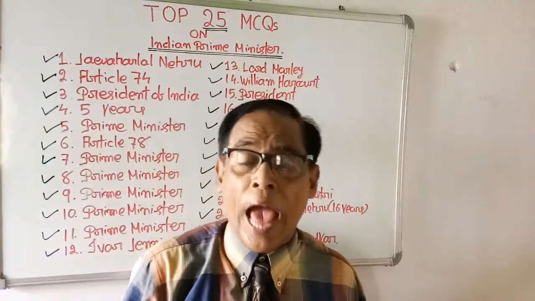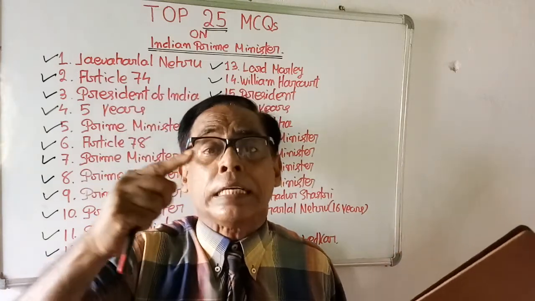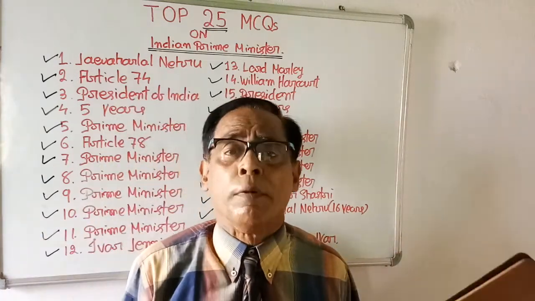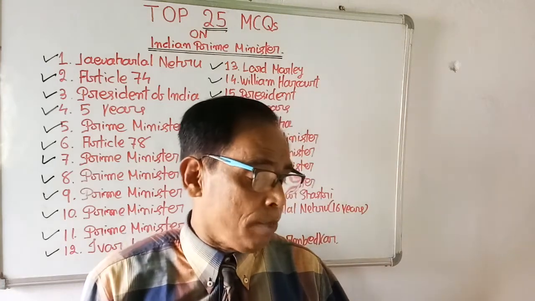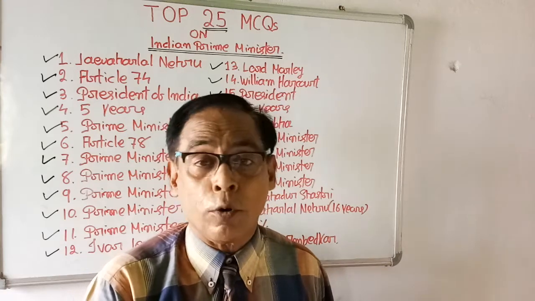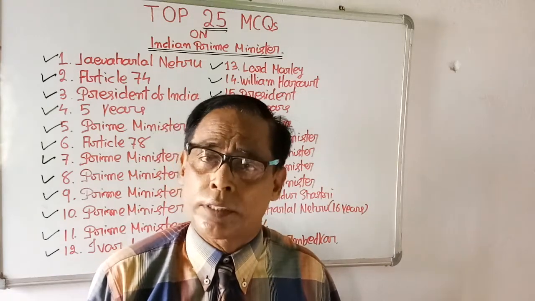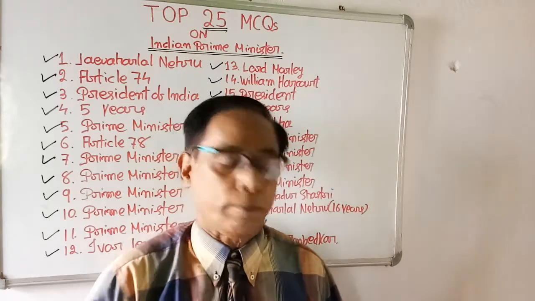William Harcourt has described the Prime Minister as the interstellar lunar minors or a moon among lesser stars. Okay, so now you come to question number 15. Already we have completed 14 multiple choice questions with answers. Now you come to question number 15.